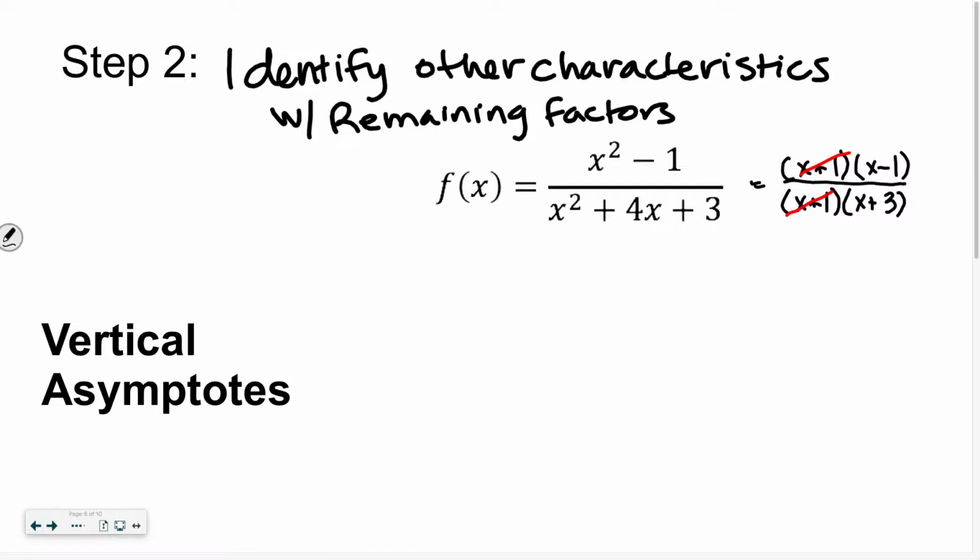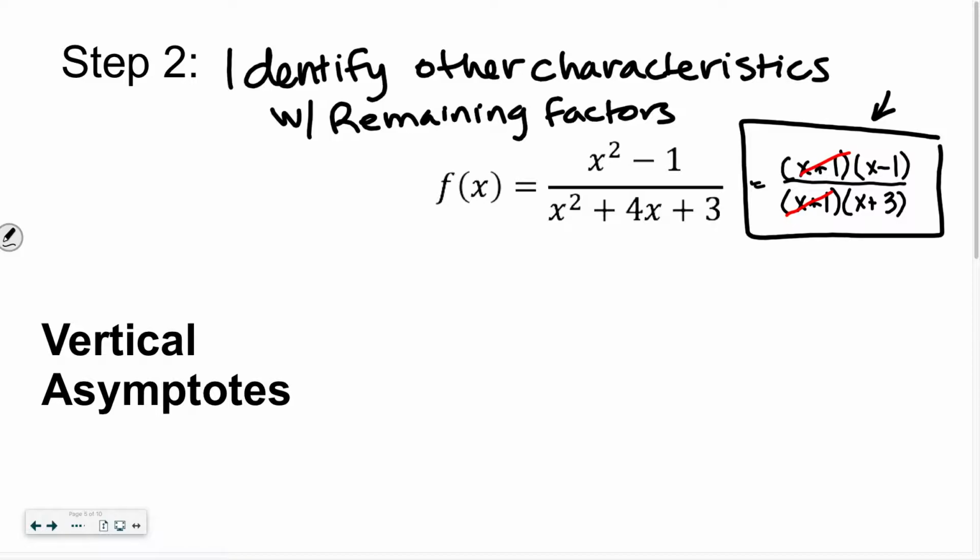Now, if you don't cancel any factors, you can go back to the original f of x, or you can use the factored form. Either one would be fine. Since I did cancel the factors, when I'm doing all these asymptotes and intercepts, I'm going to be using my remaining factors right here just because it's less work. And I don't want to use any of the hole for the other things because it's a hole first, nothing else.